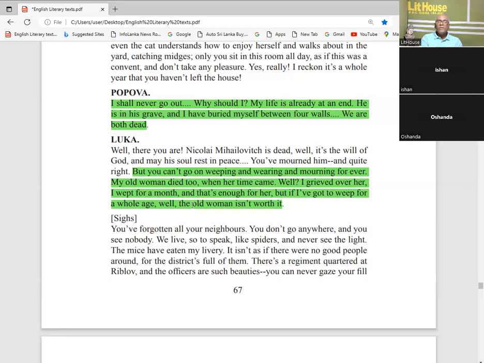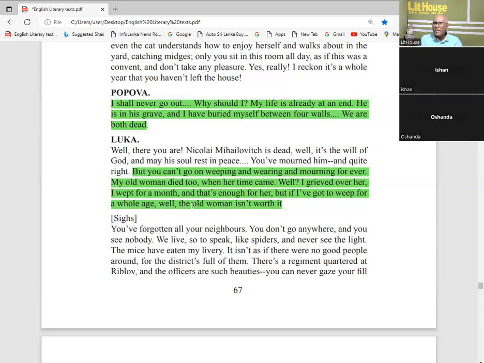But if I were to weep for my whole age, my old woman isn't worth it. That's all. Now these are realistic approaches towards human life. Actually, one's life is important and valuable so long as he is living or she is living. But when he or she is dead, there is no use of that dead body.